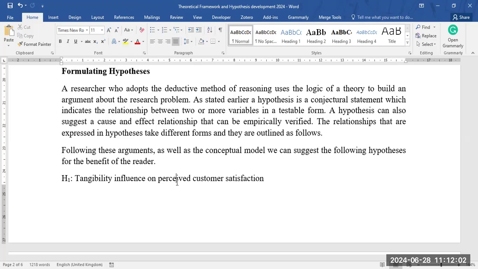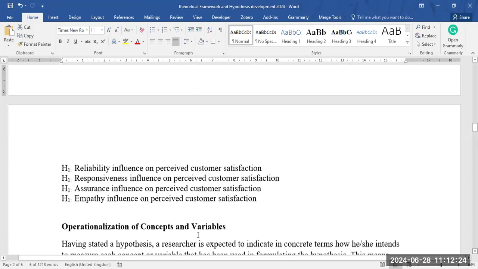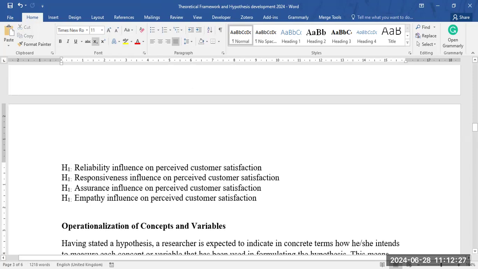That's why here is the first hypothesis, H1. Normally this is the notation for a hypothesis: when researchers write hypotheses, they use H and a number. H1 says tangibility influences perceived customer satisfaction. H2: reliability influences perceived customer satisfaction. H3: responsiveness influences perceived customer satisfaction. H4: assurance influences perceived customer satisfaction. And H5: empathy influences perceived customer satisfaction. This is a normal, simple form of hypothesis.